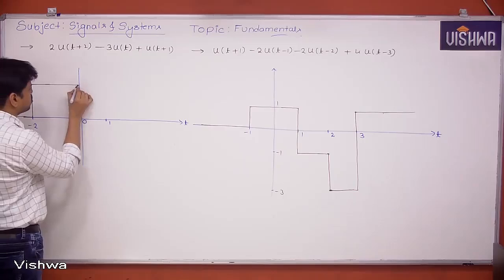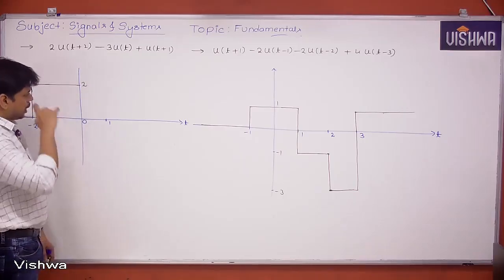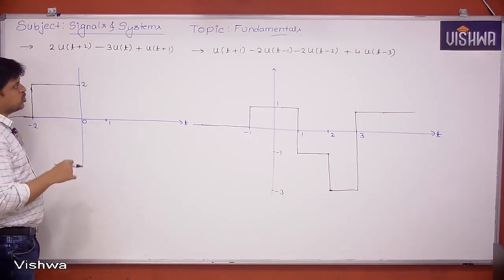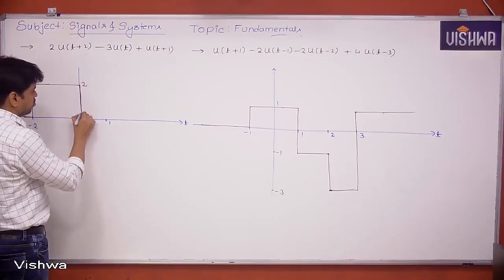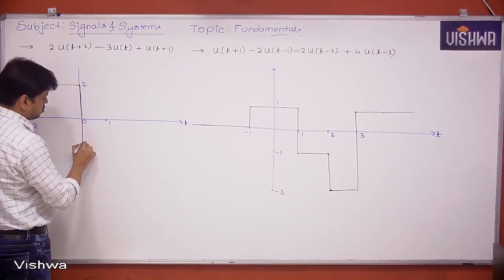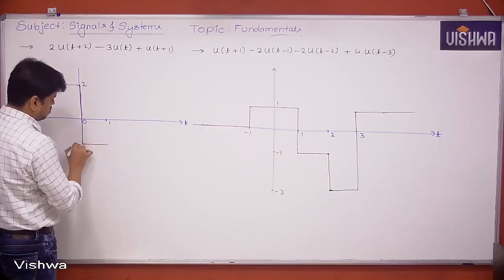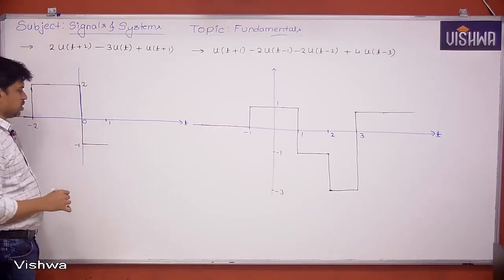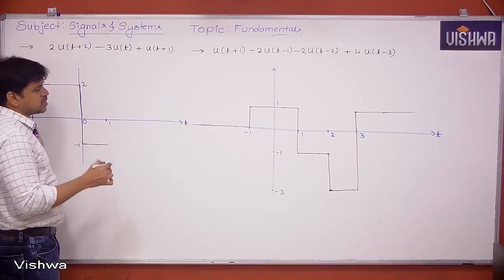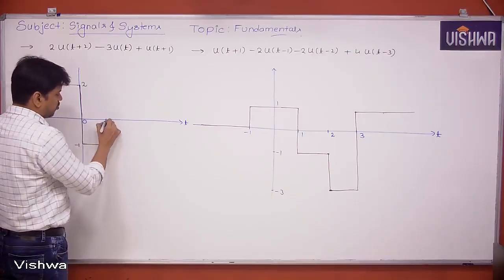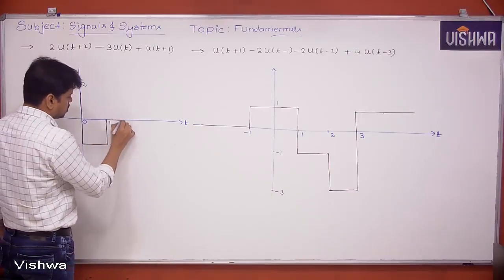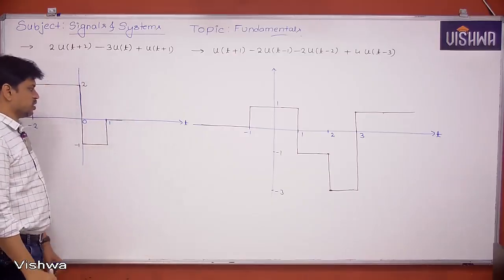It will continue up to 0. At 0, the introduced amplitude is -3. So it will jump to a new value -1. Up to 1, okay. At 1, it is introducing again +1. So already -1 is there. If I introduce +1, finally it will jump to a new value which is 0. So this is what we are going to get.